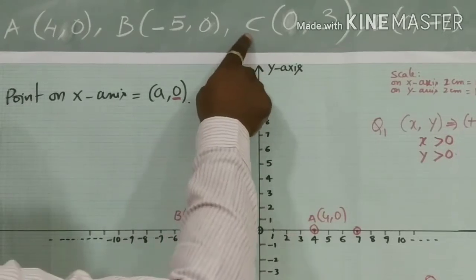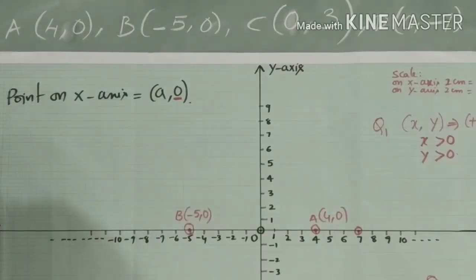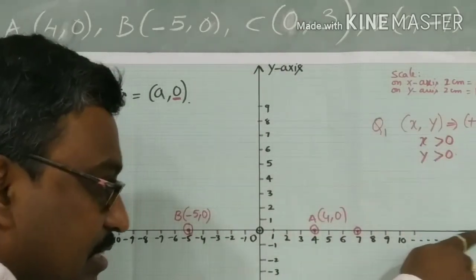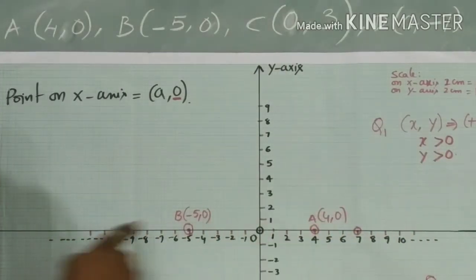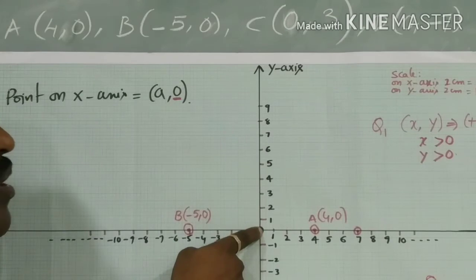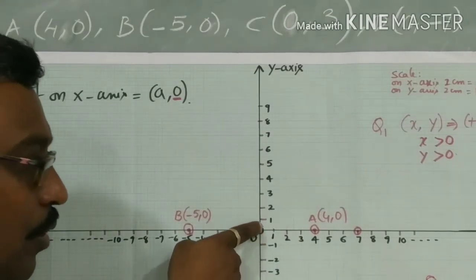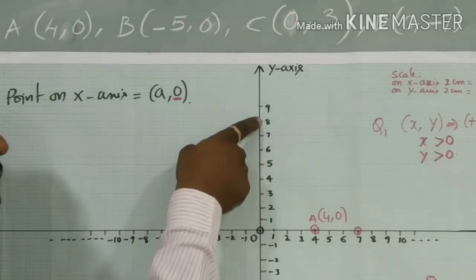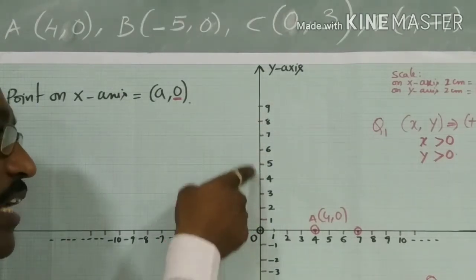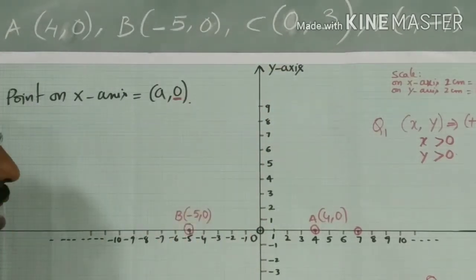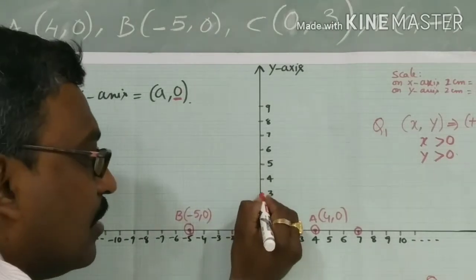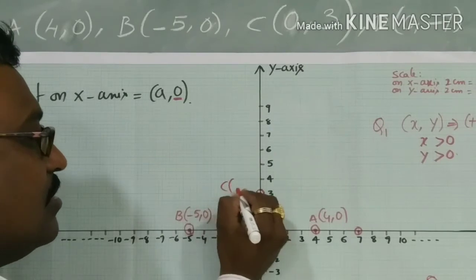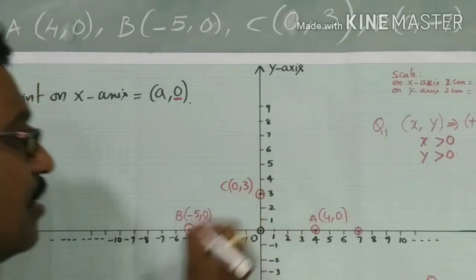Now, look at the point C, 0 comma 3. 0 on the x-axis. Here it is C. This is the x-axis. Here I am now at 0. Now 3, I should go up. This is 3. Suppose 0 comma 5, 0 comma 8, then I should go like this. Now my point C is 0 comma 3.